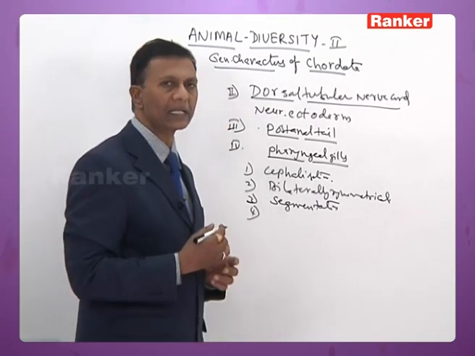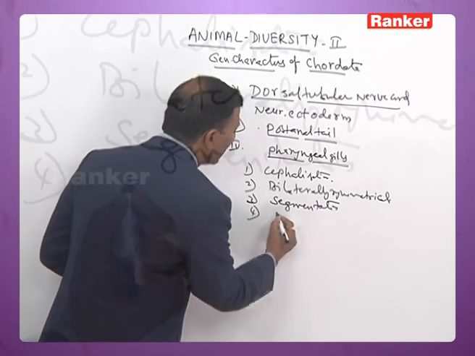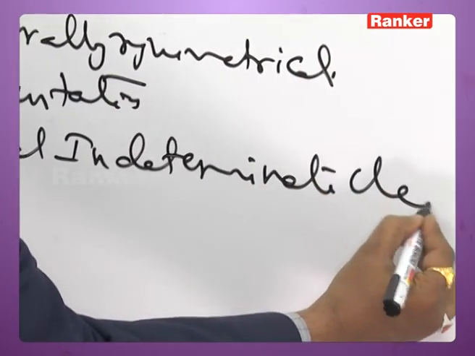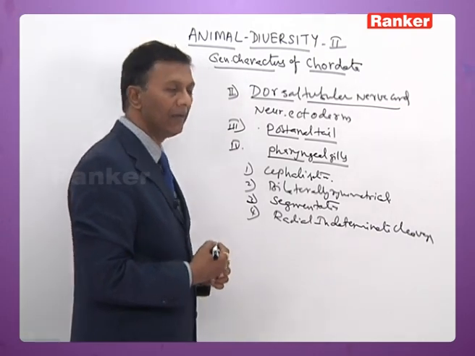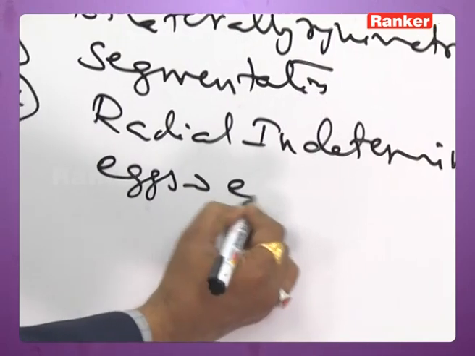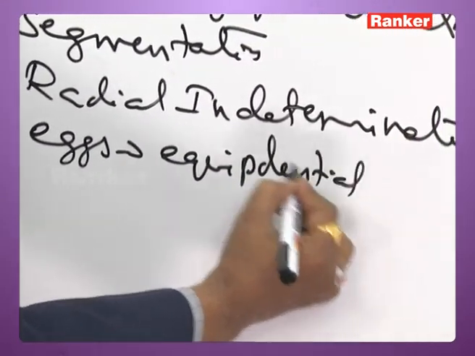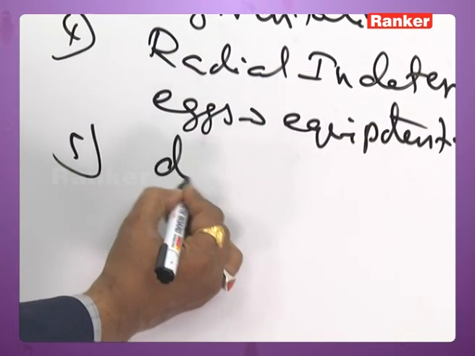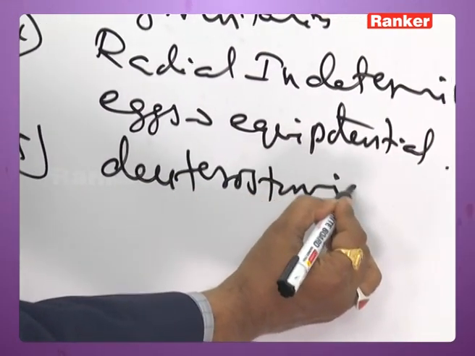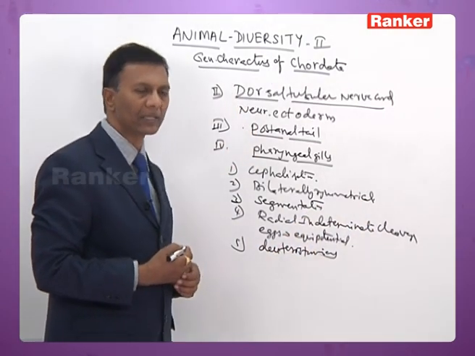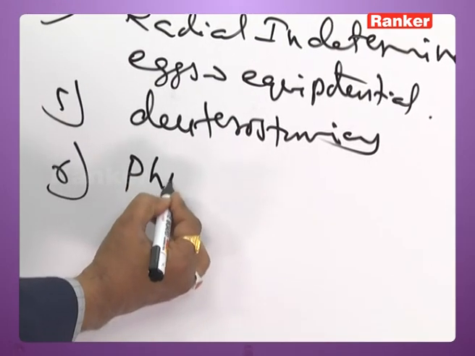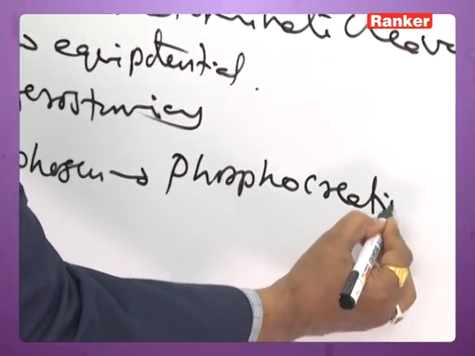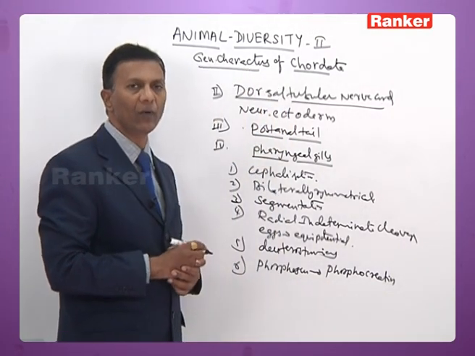The other characters of chordates: they exhibit radial and indeterminate cleavage. The eggs are equipotential. All chordates are deuterostomians. The phosphogen present in chordates is phosphocreatine.